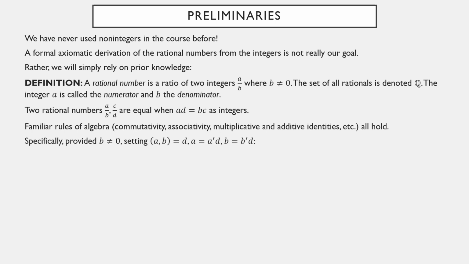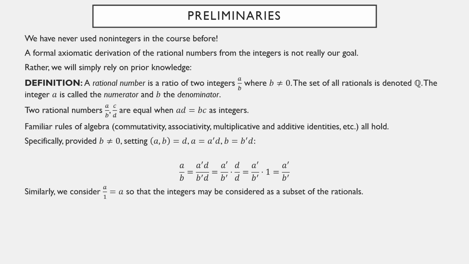Specifically, provided the denominator b is not 0, setting the greatest common divisor of a and b equal to d, where a is equal to a prime times d and b is equal to b prime times d, then a over b is equal to a prime over b prime. In other words, you can cancel out a shared factor from numerator and denominator. Similarly, we're going to consider a over 1 to be equal to just a, so that the integers can be considered to be a subset of the rational numbers.